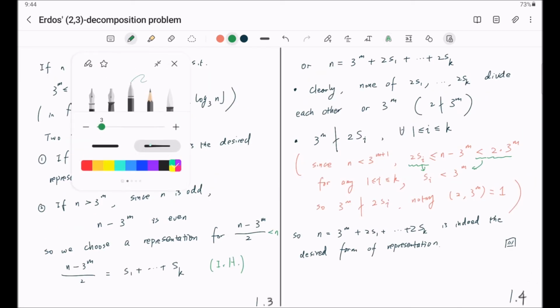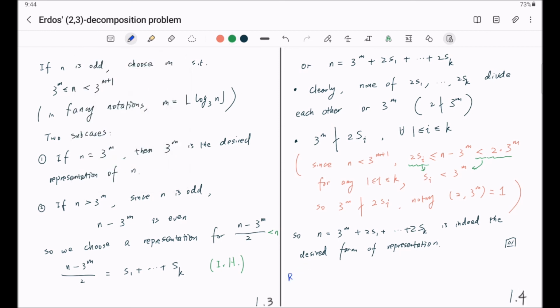In the end, I would like to add a remark. The remark is that this representation is not unique, unlike the prime decomposition of integers. For example, just take 11. 11 can be written as 2 plus 9, which is 2 plus 3 squared. And it can also be written as 3 plus 8, which is 3 plus 2 cubed. So you get two different representations for 11. So this is not unique.